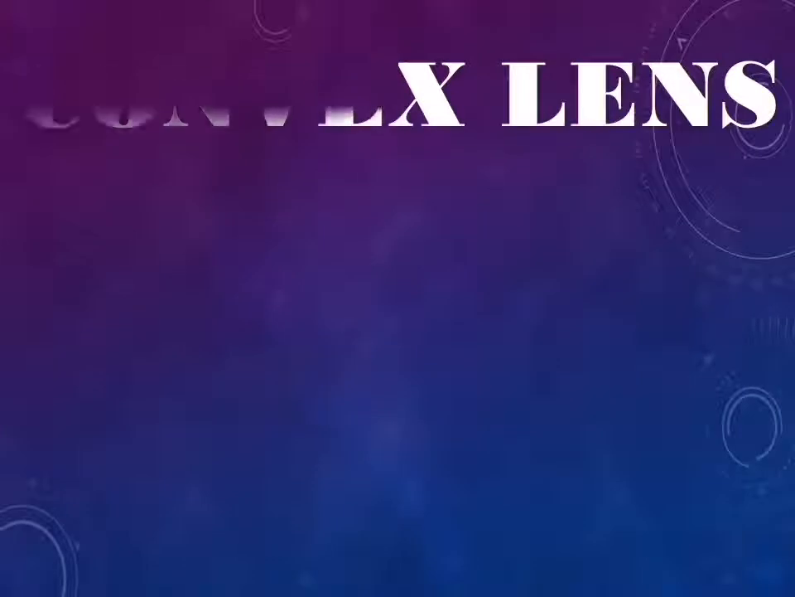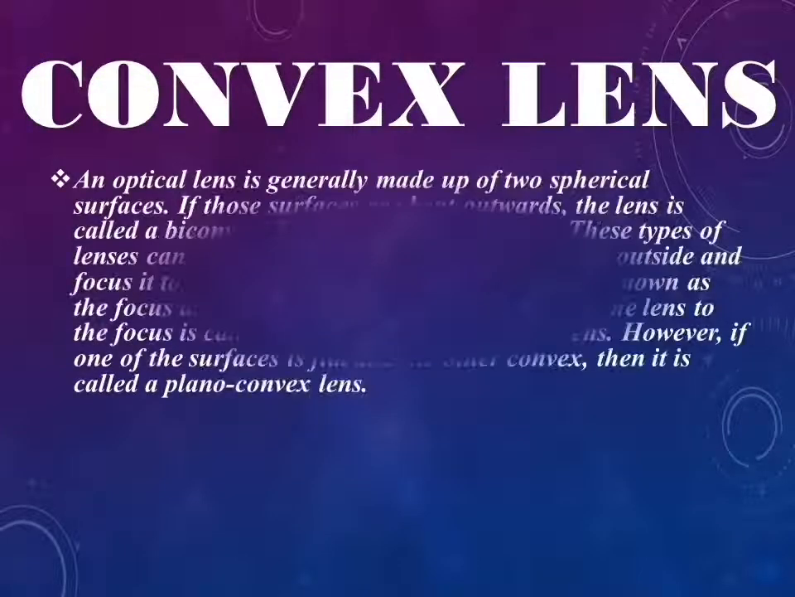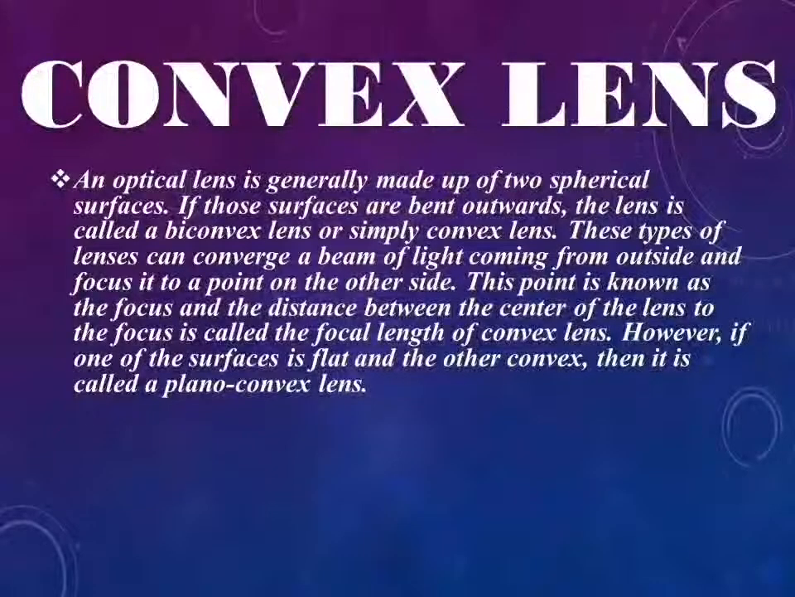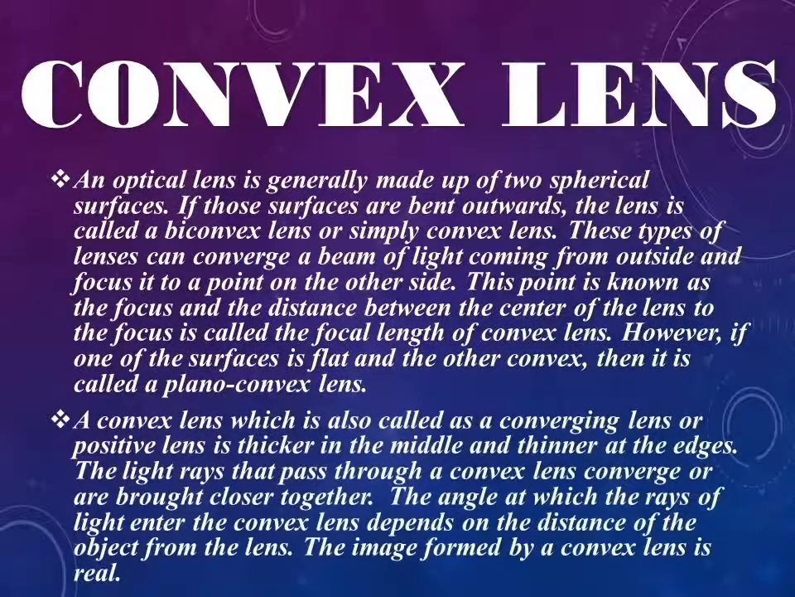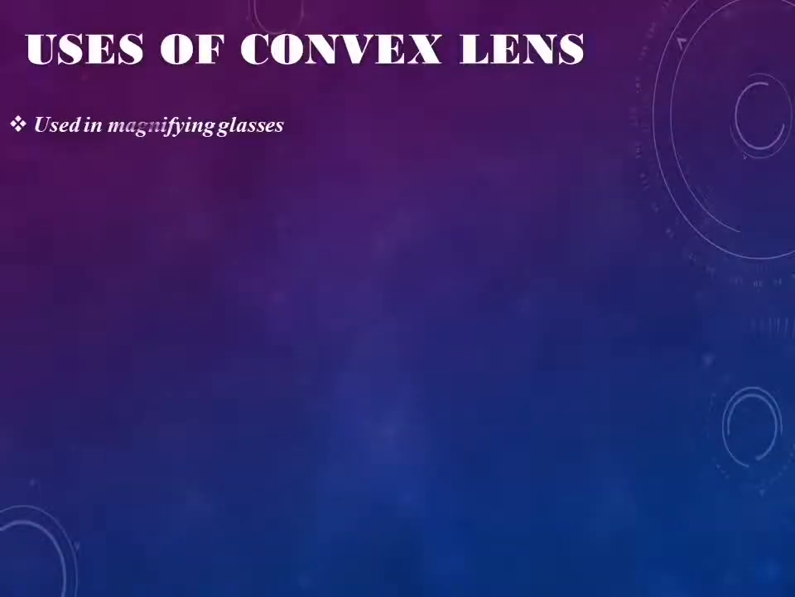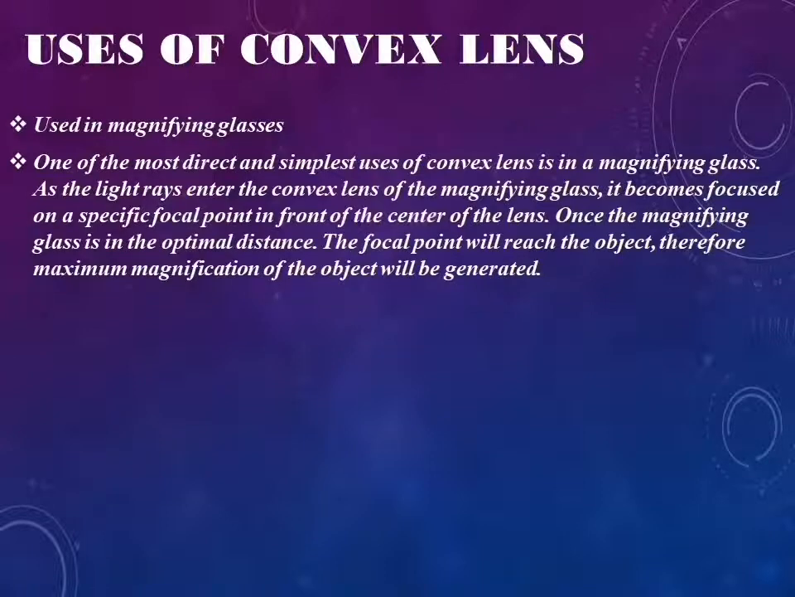Convex lens. An optical lens is generally made up of two spherical surfaces. If those surfaces are bent outwards, the lens is called a biconvex lens or simply convex lens. A convex lens, which is also called a converging lens or positive lens, is thicker in the middle and thinner at the edges. Uses of convex lens: used in magnifying glasses, and convex lens used in eyeglasses.